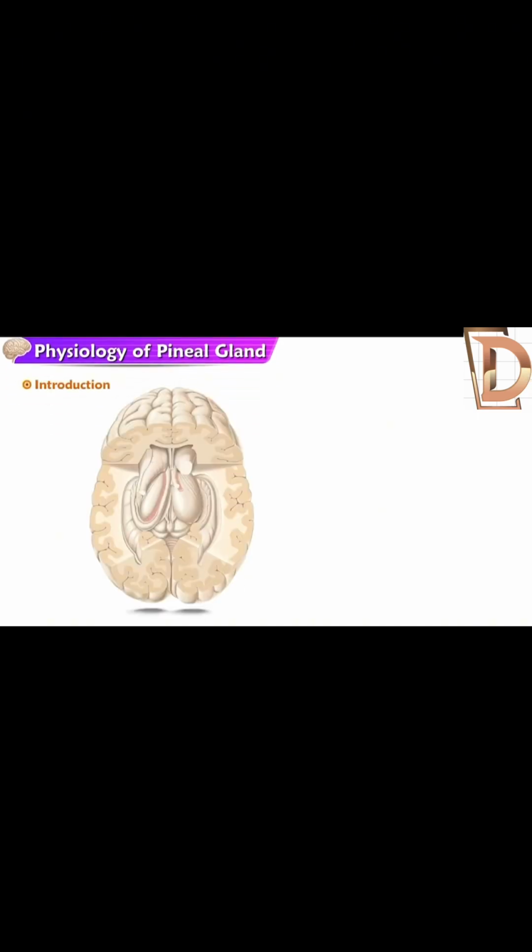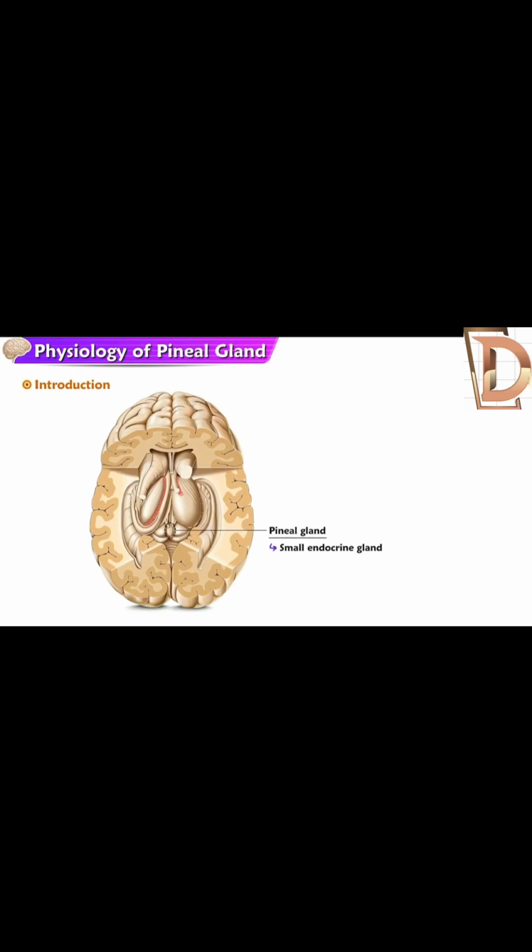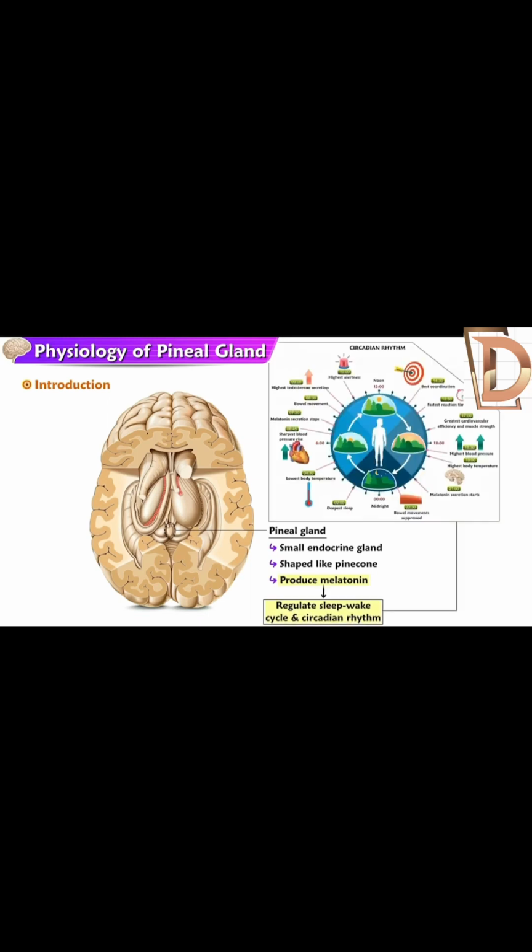Introduction. The pineal gland is a small endocrine gland located in the center of the brain, above the brainstem, and between the two hemispheres of the brain. It's shaped like a pine cone, hence its name. The pineal gland is responsible for the production of the hormone melatonin, which plays a role in regulating the sleep-wake cycle and circadian rhythm.